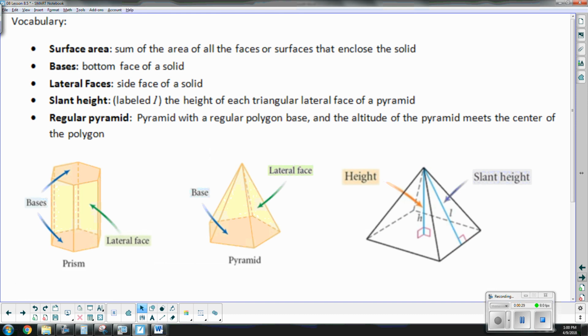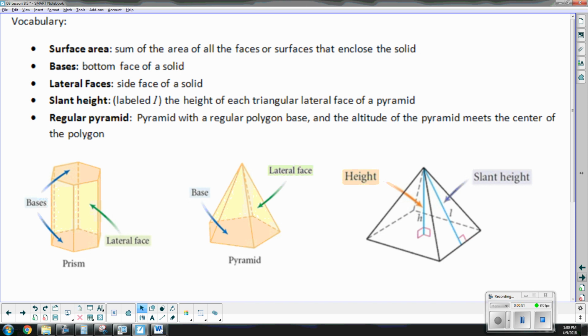So surface area, we're only looking at the area of all of the faces or the surfaces that enclose the solid. So it has nothing to do with how much fits inside. It's just if you were to paint the object or if you were to cover it in wrapping paper or just cover the surface, how much area is on the surface.